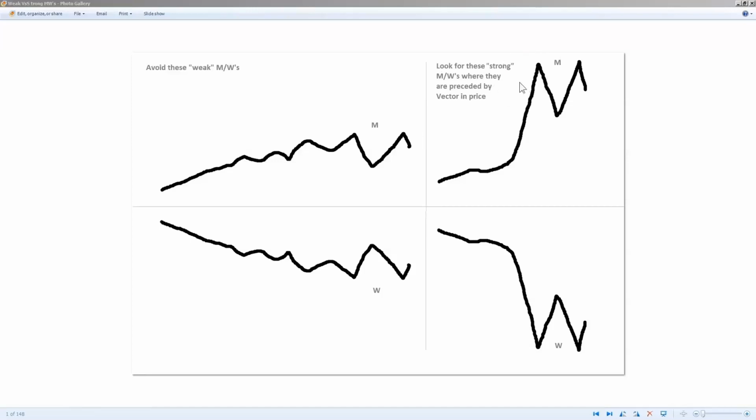Oftentimes, if you're one to follow TDI, you will have outside the bands and inside the bands, outside the bands and inside the bands. What that TDI trick does is it pretty much forces you by a rule set to wait for an extended run for a first leg. It's very highly unlikely that you'll have an outside of the band condition unless you do have an extreme move on the first leg of an M or W.